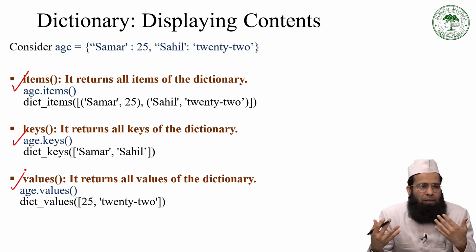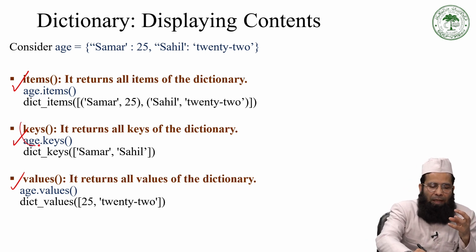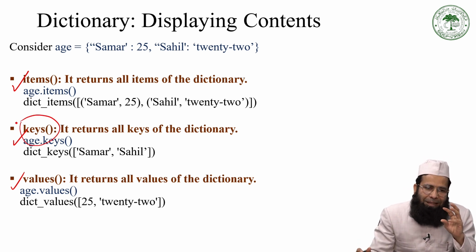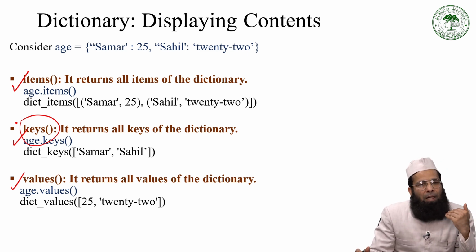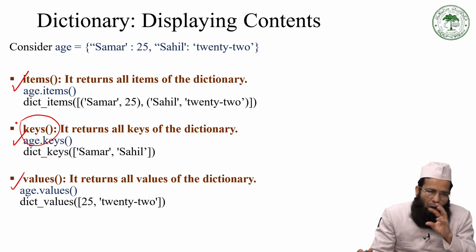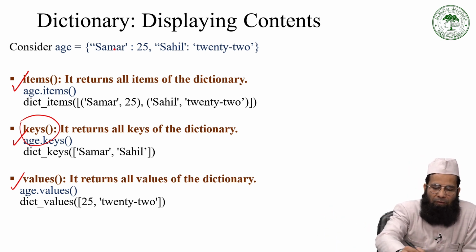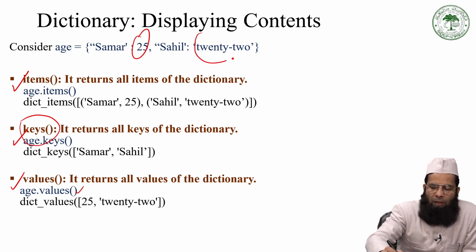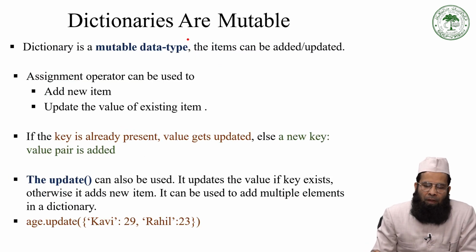If I am using items, it would give me both key value pairs. If I am using keys as a method, I would get the keys, and on those keys I can get the data values as well. As far as the values method is concerned, it would give me all values on different keys. Like in this case, if I display age.values, it would give me 25, then 20. So these two values would be displayed.